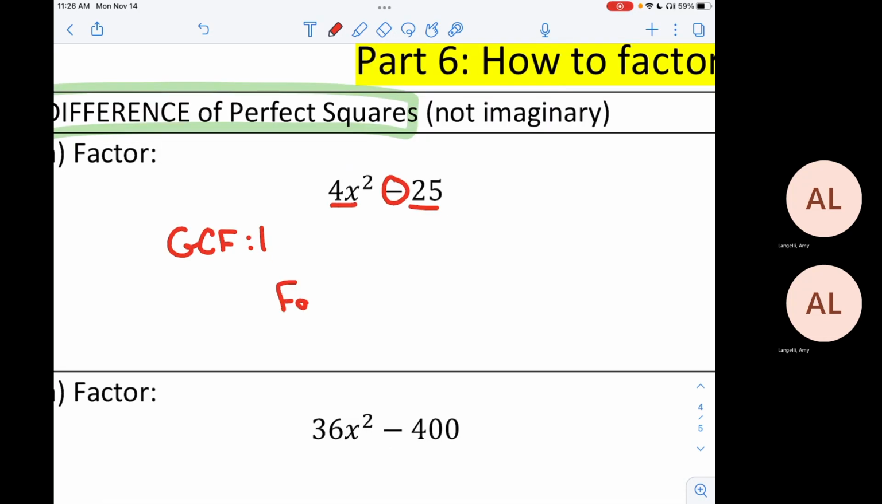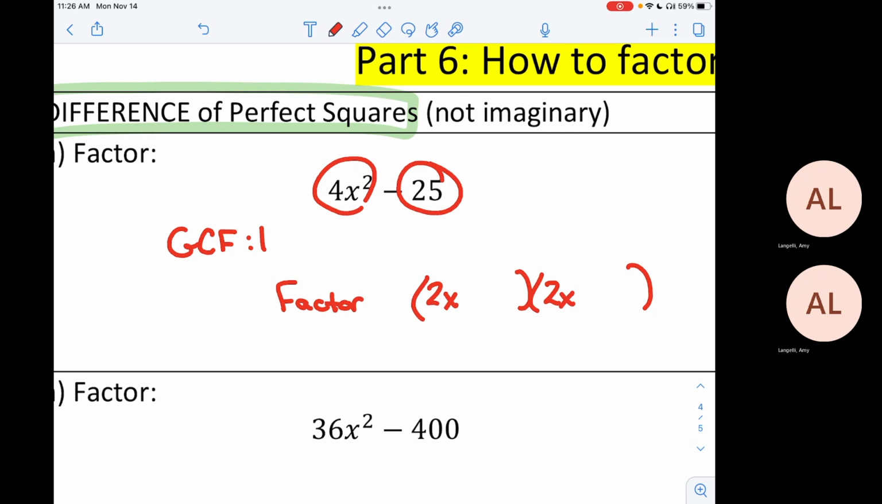To factor it, you would do the square root. What's the square root of my first term there? I'm sorry, there were a lot of circles going on. What's the square root of that? 2x. Put that there and there. What's the square root of the second one? 5. Put it here and here.